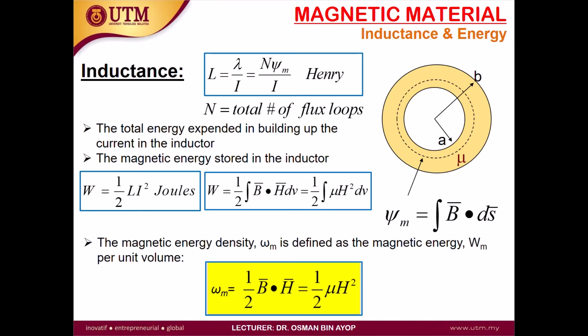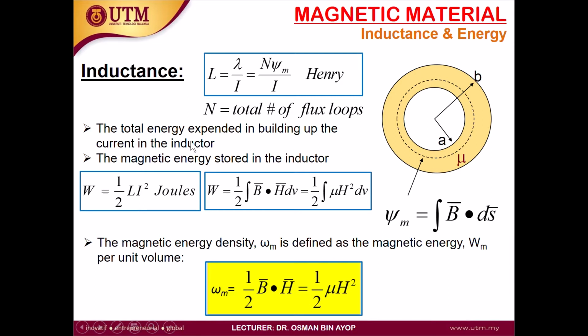Next, we will discuss inductance. Inductance can be expressed as L equal to lambda over I, equal to N flux m divided by I, and the unit is Henry. N here refers to the total number of flux loops.